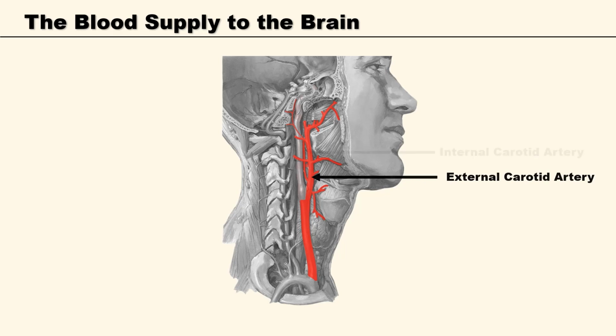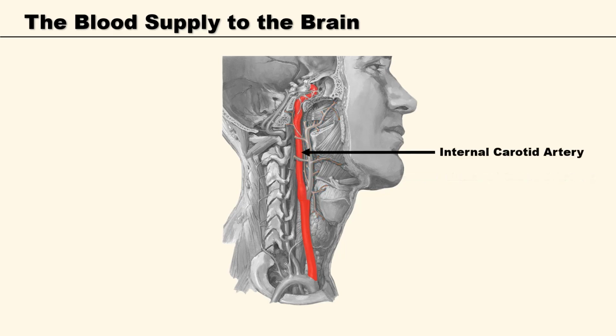And it also bifurcates into the internal carotid artery, which is going to make its way up into the cranium and supply the brain. As it courses up through the neck, it has to enter the cranium, and it does so through the carotid canal. This canal is formed within the petrous part of the temporal bone and forces the internal carotid artery to make a 90-degree turn as it enters the cranium. The internal carotid artery is responsible for supplying the rostral portions of the brain.